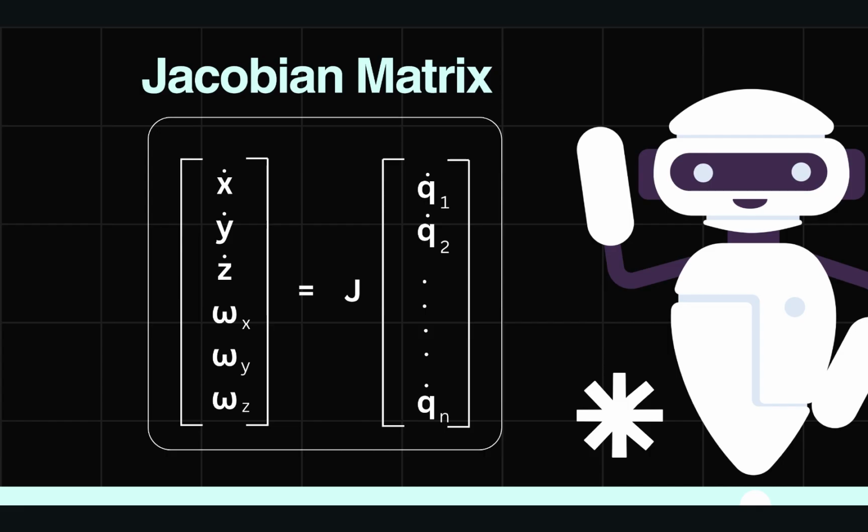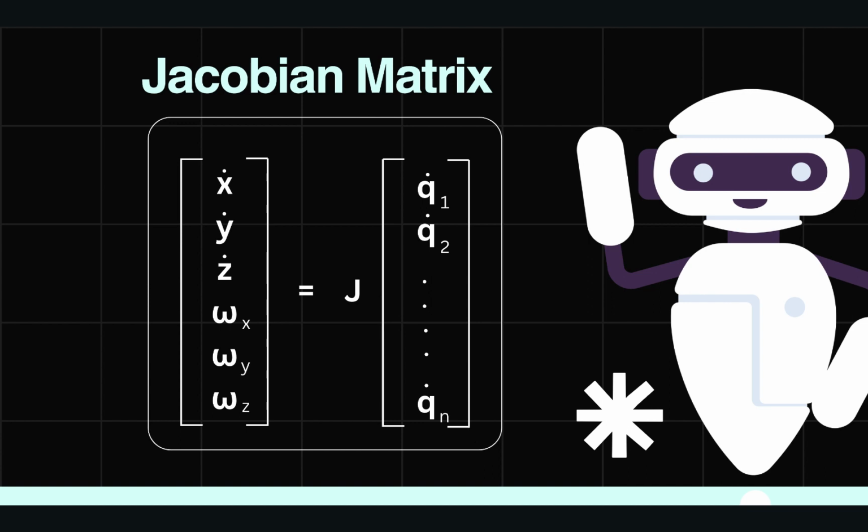This is the general formula of the Jacobian matrix. X prime, y prime, and z prime are the linear velocities of the EE in the x, y, z direction, and omega x, omega y, and omega z are the angular velocities of the EE about the XYZ axes. The concept of the Jacobian matrix was first introduced by the mathematician Carl Gustav Jacob Jacobi in the 19th century. But now we are going to obtain the Jacobian matrix of a Cartesian manipulator.